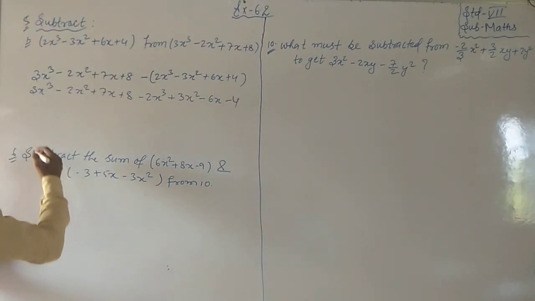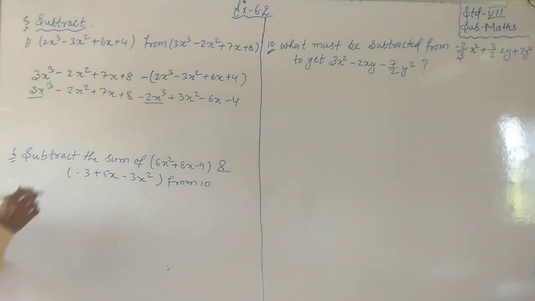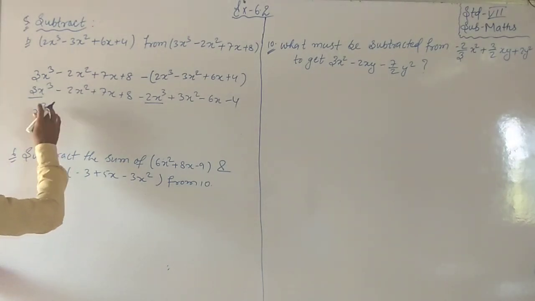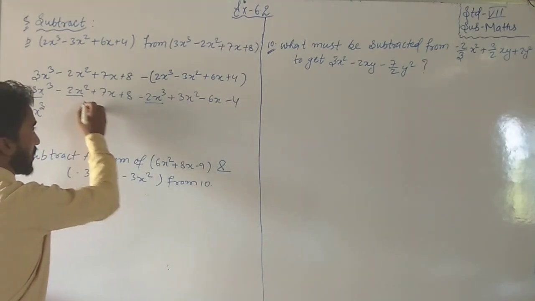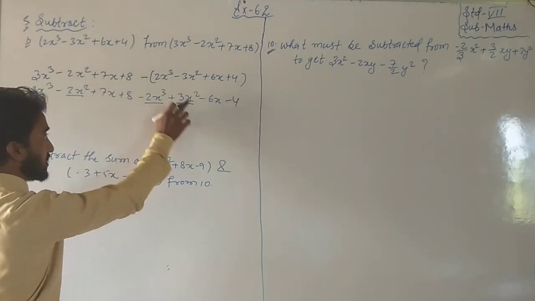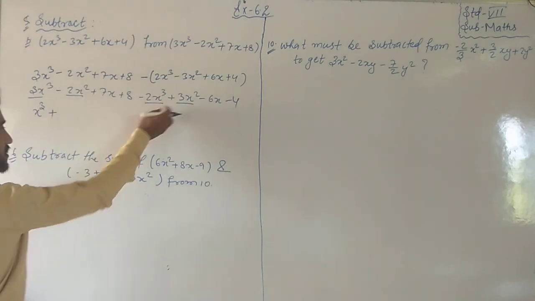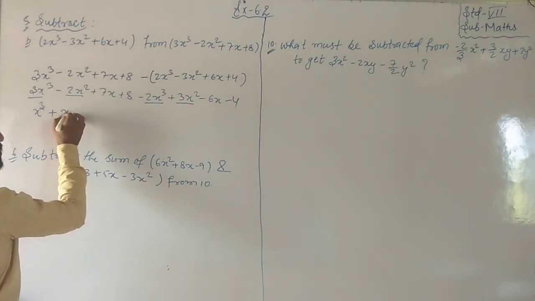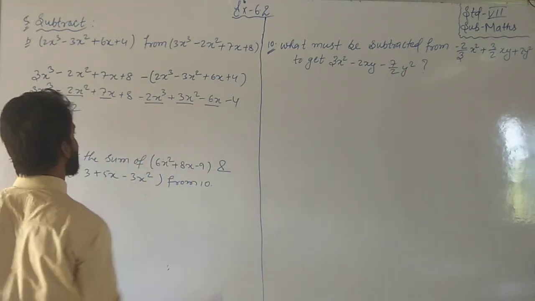So students, we will find the like terms. 3x cube minus 2x cube: what will the answer be? 3 minus 2 is 1, so x cube. Okay students, no need to write 1x cube; if we write x cube, it means 1x cube. Minus 2x square plus 3x square: which is greater, 3x square or 2x square? 3x square. Before 3, which sign is there? Positive, so we will put positive. 3x square minus 2x square, what will it be? x square.